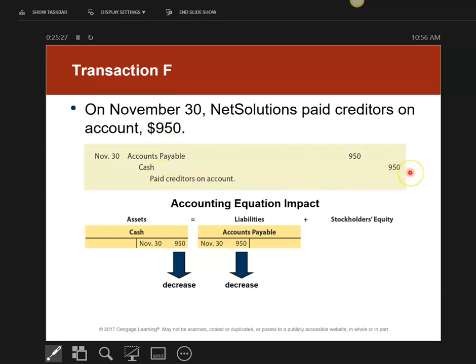So what did I pay for? I paid people I owe. So the debit is to accounts payable. Here it is right here. So here's the journal entry. And I decreased my cash, and I decreased what I owe to people.